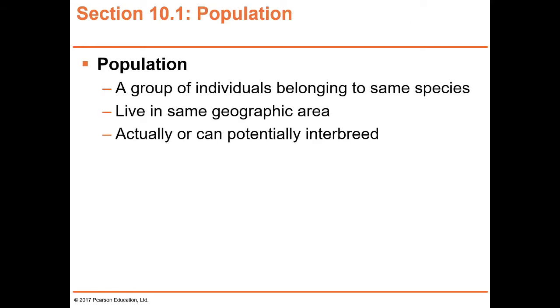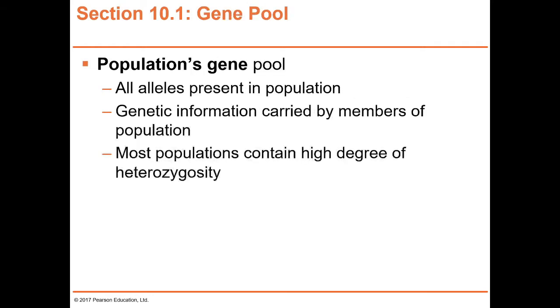A population is a group of individuals belonging to the same species. They live in the same geographic area and can potentially interbreed. The gene pool of a population is all alleles present in a population. It is genetic information carried by members of the population. The more variable a population is, the higher its degree of heterozygosity.